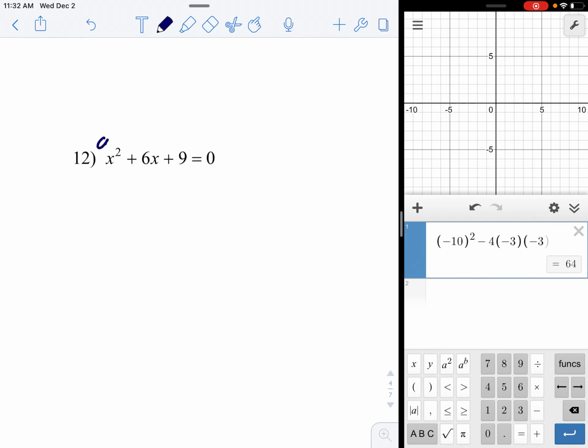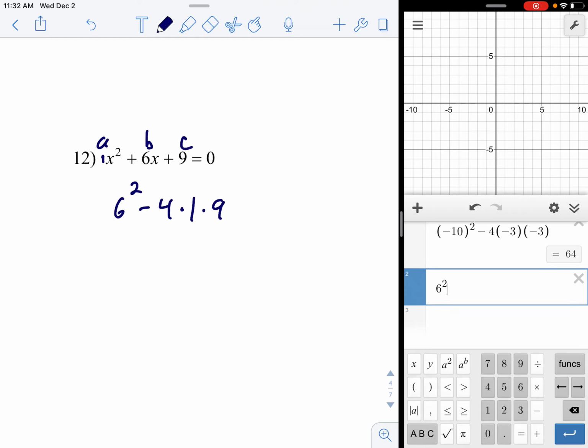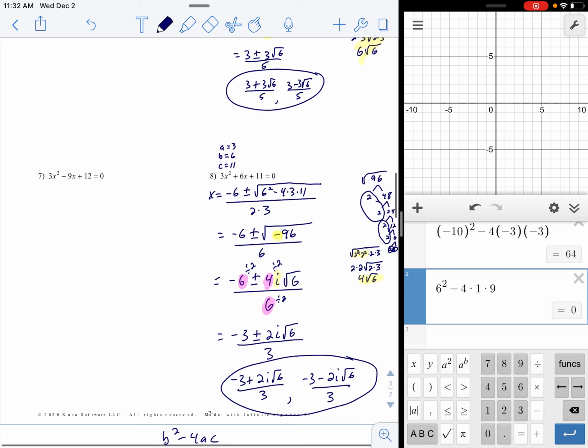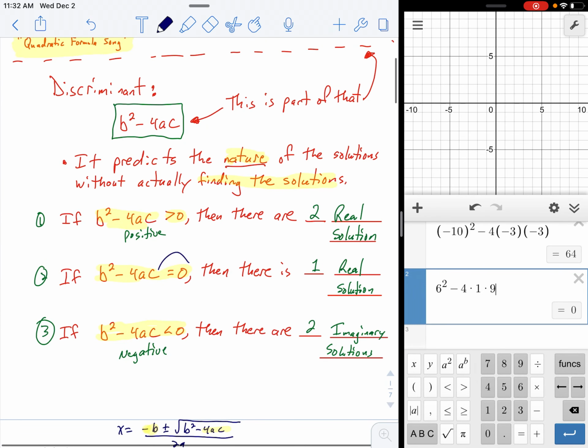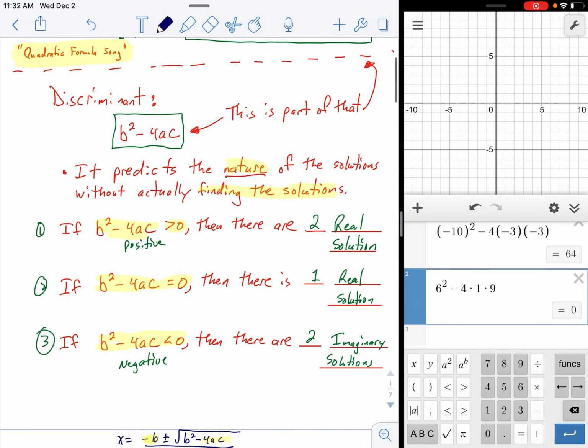Number 12. So A is going to be 1, B is going to be 6, C is going to be 9. The discriminant then is B squared minus 4AC. 6 squared minus 4 times 1 times 9. Do this on the calculator. 6 squared minus 4 times 1 times 9. This works out to equal 0. So the discriminant is 0. What does that mean? If the discriminant equals 0, there's 1 real solution. Right there, 1 real solution.